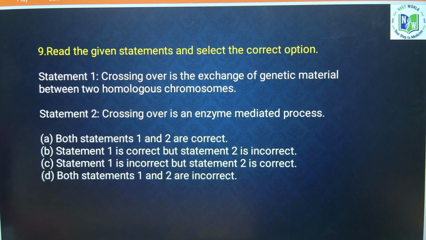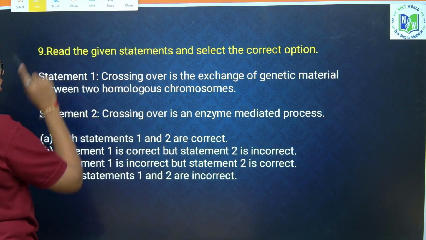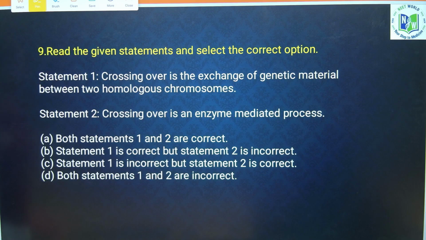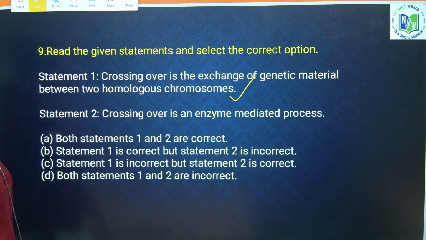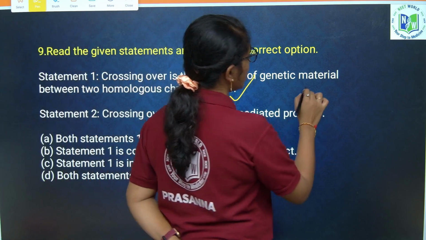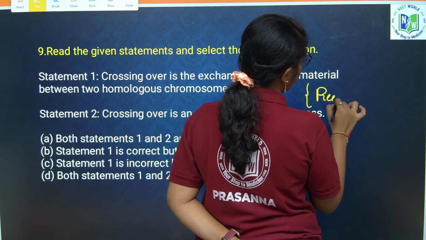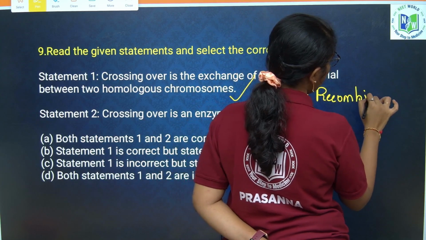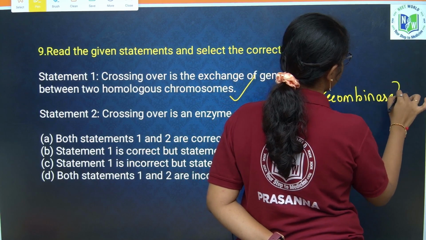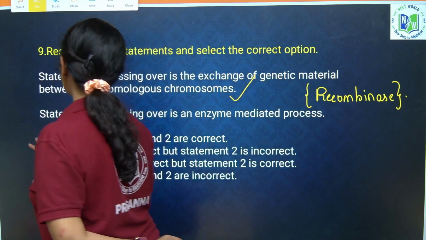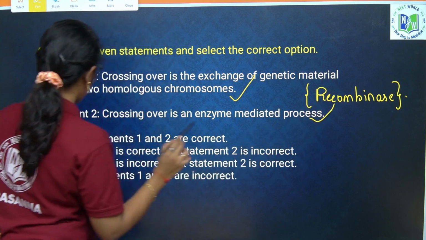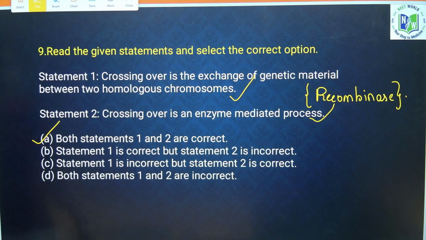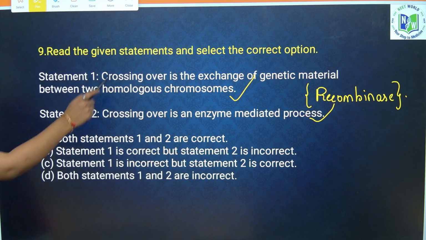Read the given statements and select the correct option. Crossing over is the exchange of genetic material between two homologous chromosomes, correct? Next, crossing over is an enzyme mediated process and the enzyme is recombinase. So here both statements are correct, so both statement 1 and statement 2 are correct. Next question.